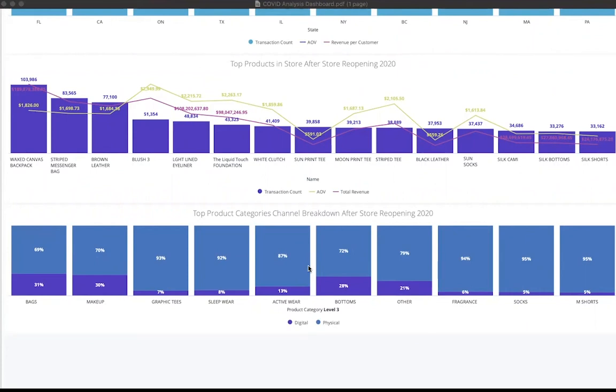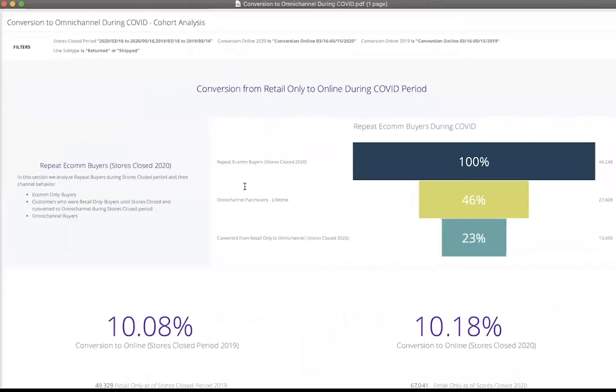The second dashboard, which I'll show you now, is conversion to omnichannel during COVID. This requires our future cohort analysis, where the cohort or the campaign is predefined and analyzed further. For this dashboard, we're focused on the repeat e-com buyers. You may remember that we looked at the newly acquired buyers during the store's closed period, and now we're going to investigate who the repeat or existing buyers were.